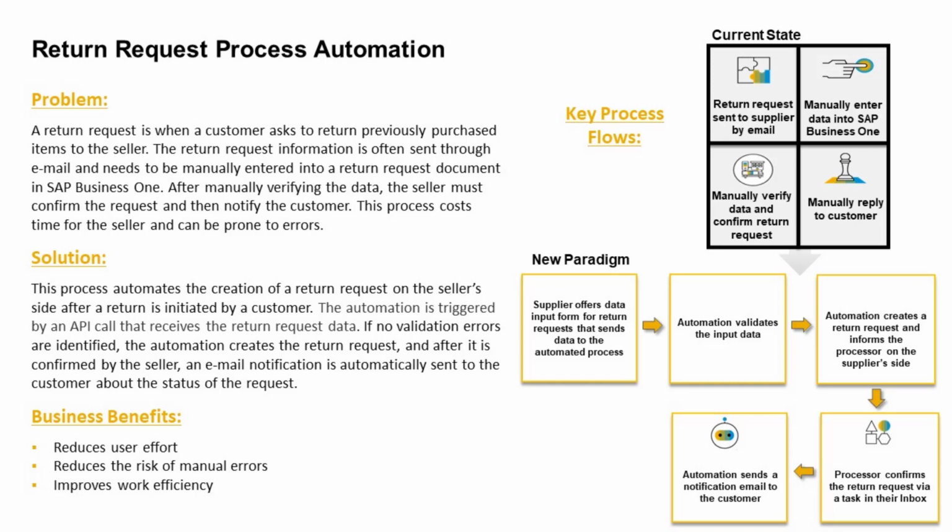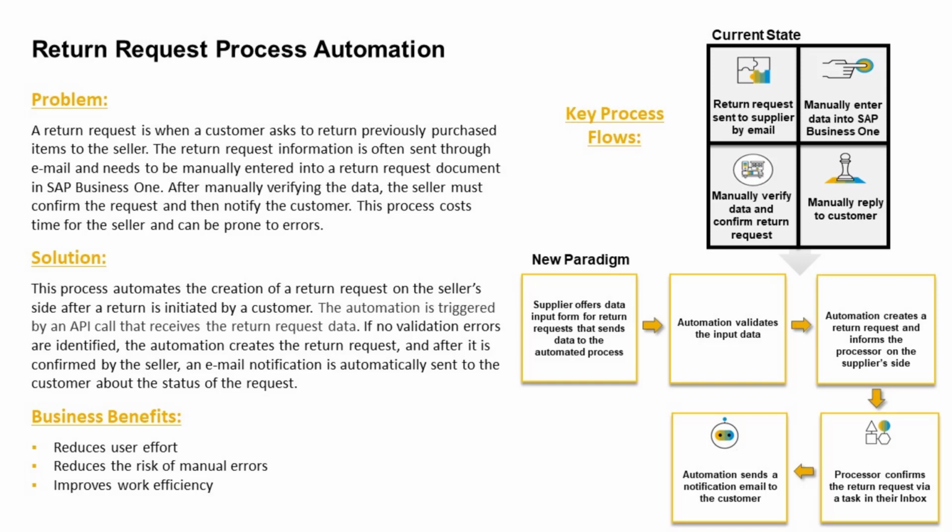The Return Request Process Automation automates the creation of a return request on the seller's side. The process is triggered using an API, which receives the return request data. The automation validates the incoming data and creates a return request. The processor on the seller's side just needs to confirm the return request via a task in their inbox. The automation will then send a notification email to the customer. This reduces manual effort and errors, and improves overall work efficiency.